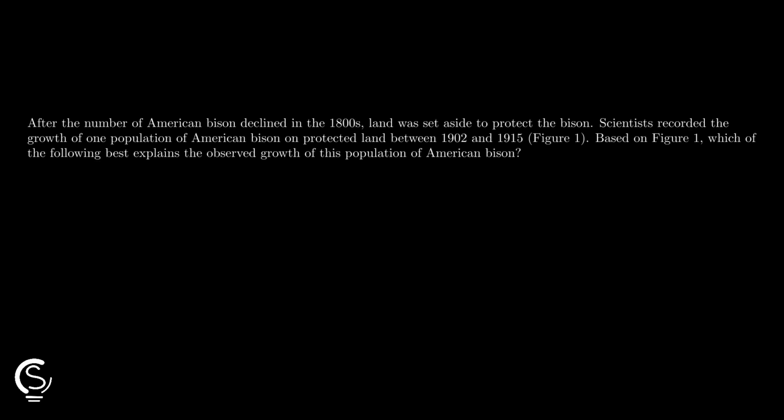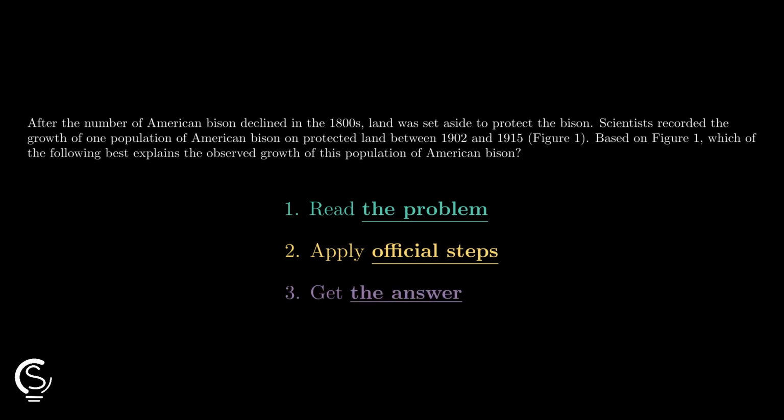Figure 1 gives this away fast. Read the graph shape, match the population pattern, and you can lock the best explanation in seconds.